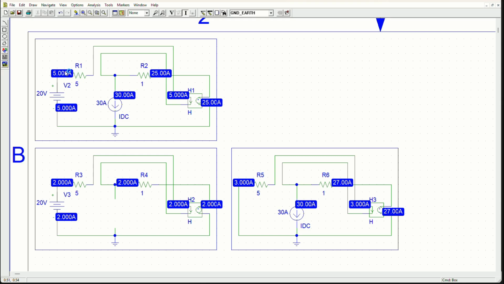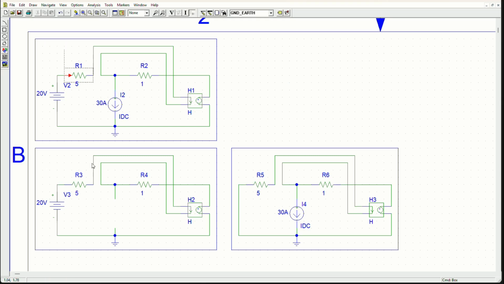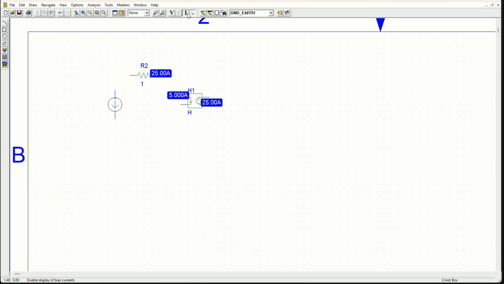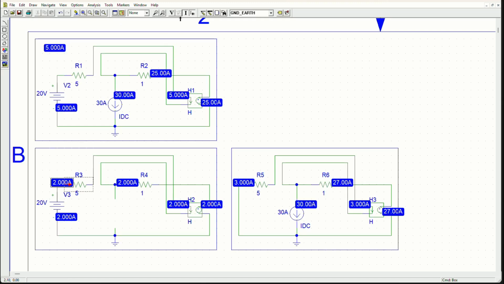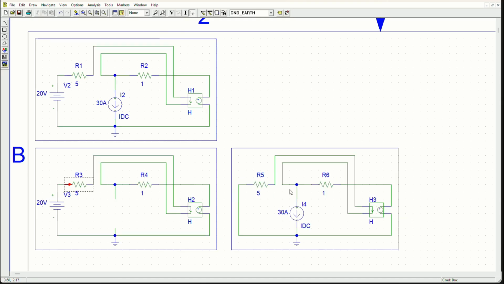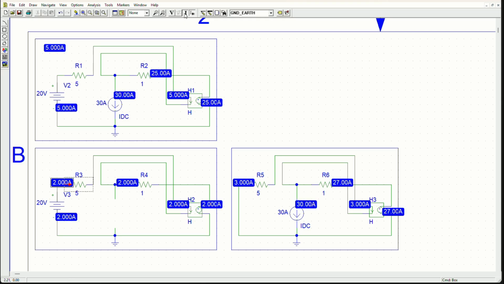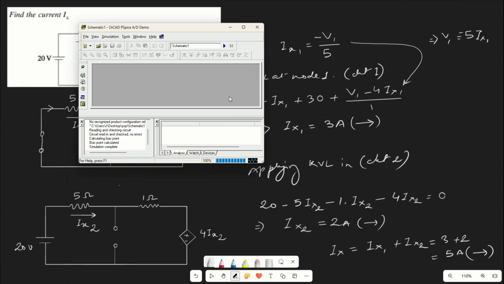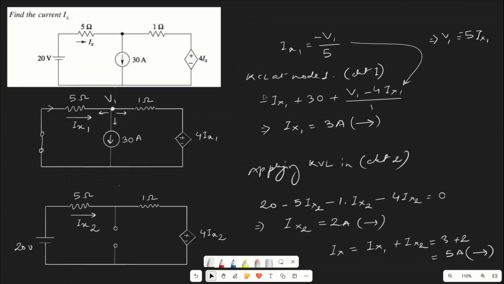In the first circuit, considering the full circuit, we are getting 5 ampere. Then considering the next circuit where we are considering only 20 volt, there we are getting 2 ampere as we have obtained. Then in the third circuit, we are considering only the current source, and the response is 3 ampere. So total is 2 plus 3, 5 ampere. So we have verified the same numerical using simulation also.